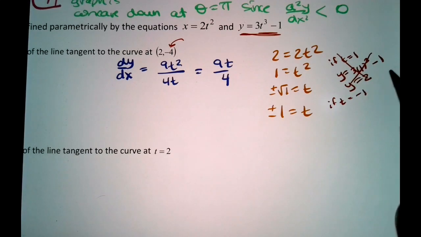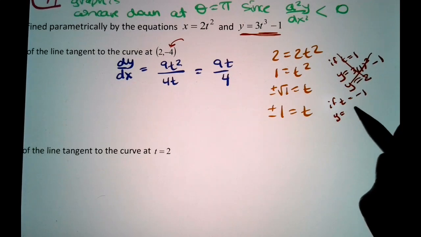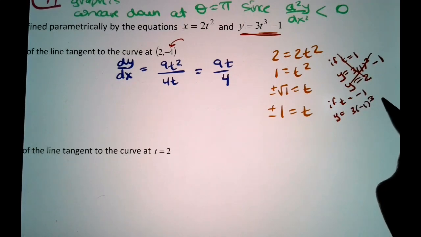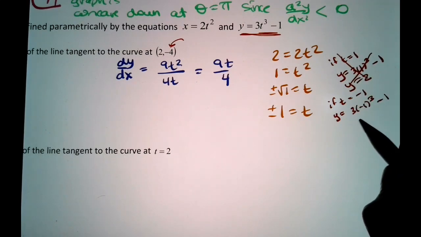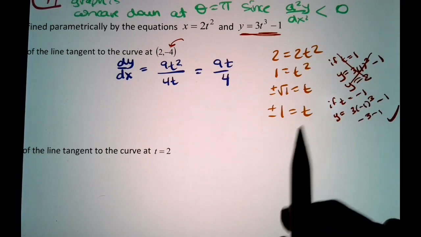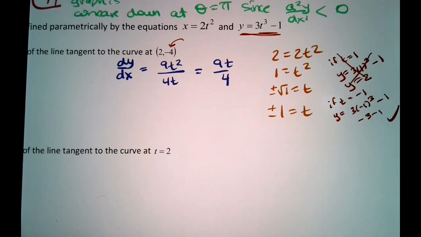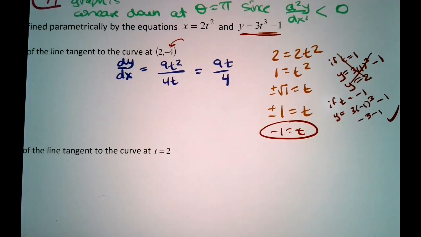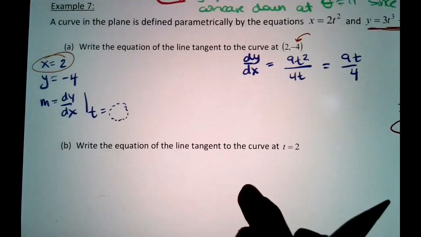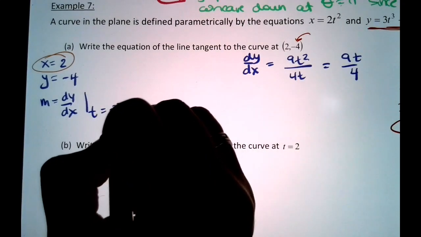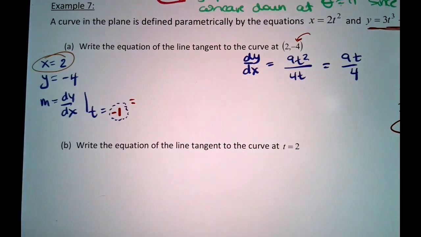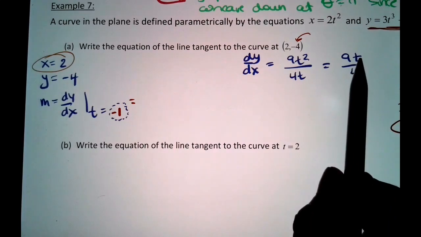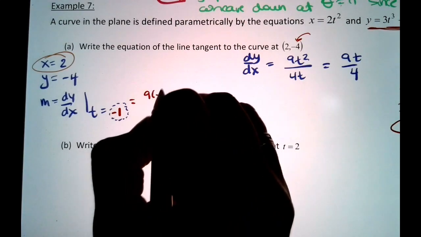Let's check it out. If t is -1, 3 times -1 cubed minus 1, what does that give me? Yeah, that's -3 minus 1. That's it. So now I know what to plug in. I had to make a choice logically about which one it is, and so I'm going to be plugging in -1 for t, so I can come back over here, and now I know what to do. I now know that I'm going to plug into that derivative, so I'm just going to do 9 times -1 over 4.